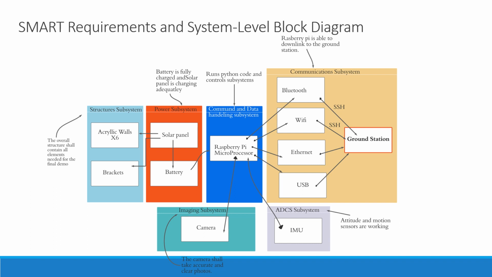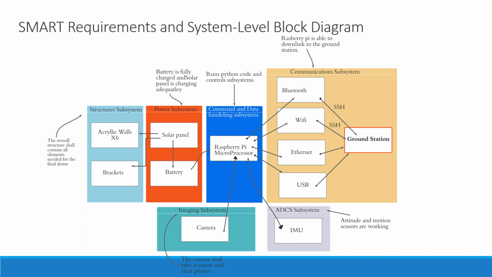For the system level block diagram, we decided to implement the SMART requirements in the overall picture in order to make it more clear. You can see here in the structures subsystem, for example, that the SMART requirement for the subsystem is the overall structure shall contain all elements needed for the final demo. The elements would be the battery, the camera, IMU, etc.